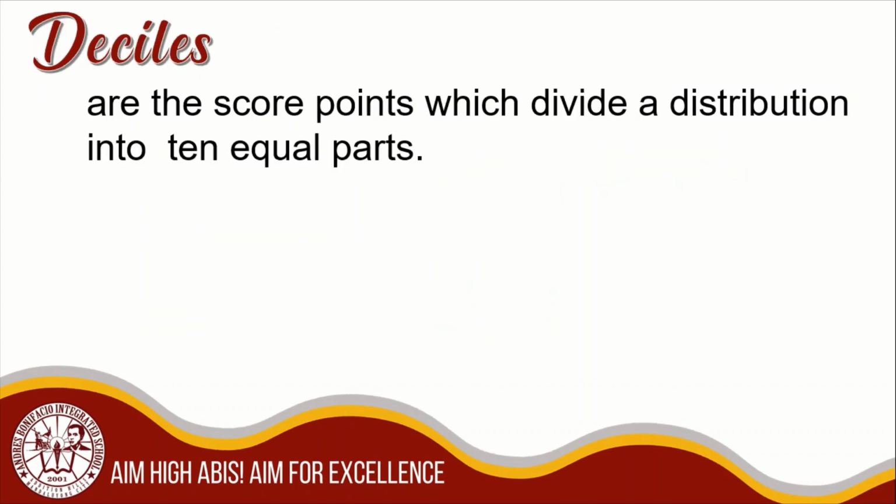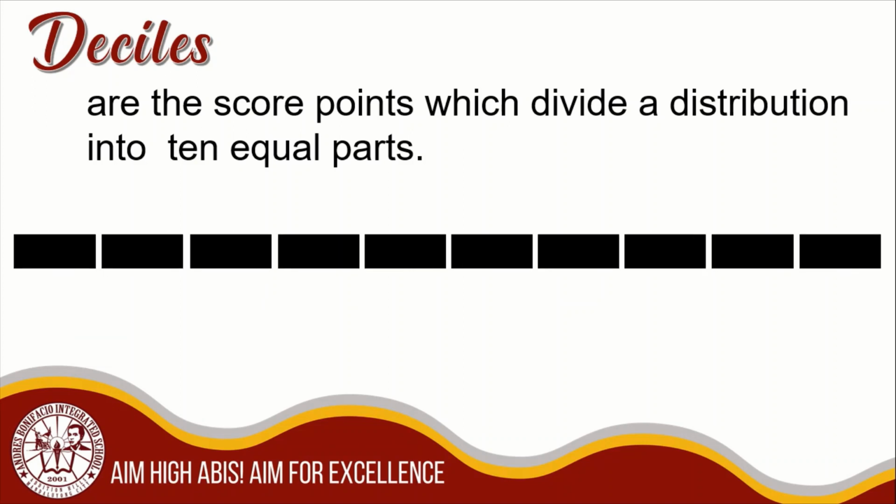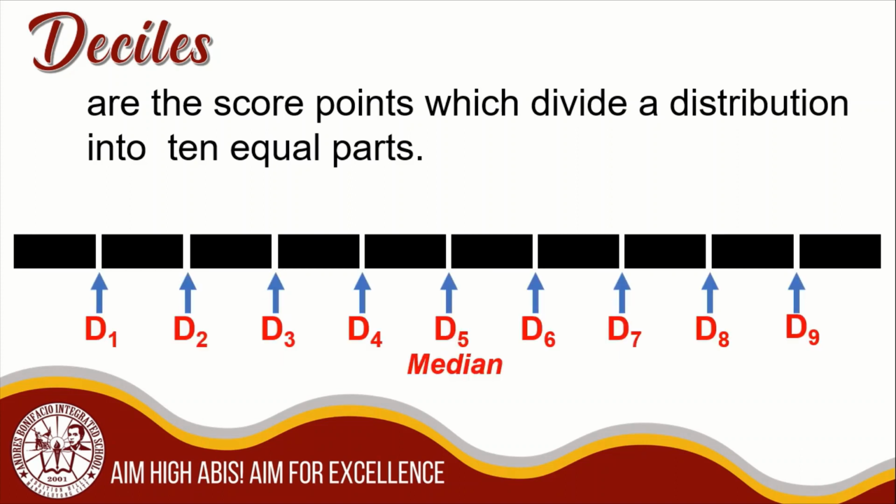Next is decile. Deciles are the score points which divide a distribution into 10 equal parts. So these 9 score points are denoted by D sub 1, D sub 2, D sub 3 up to D sub 9. So since ang dataset natin ay nahati into 10 equal parts, each part contains 1/10 or 10% of the total. So anong ibig sabihin nun?